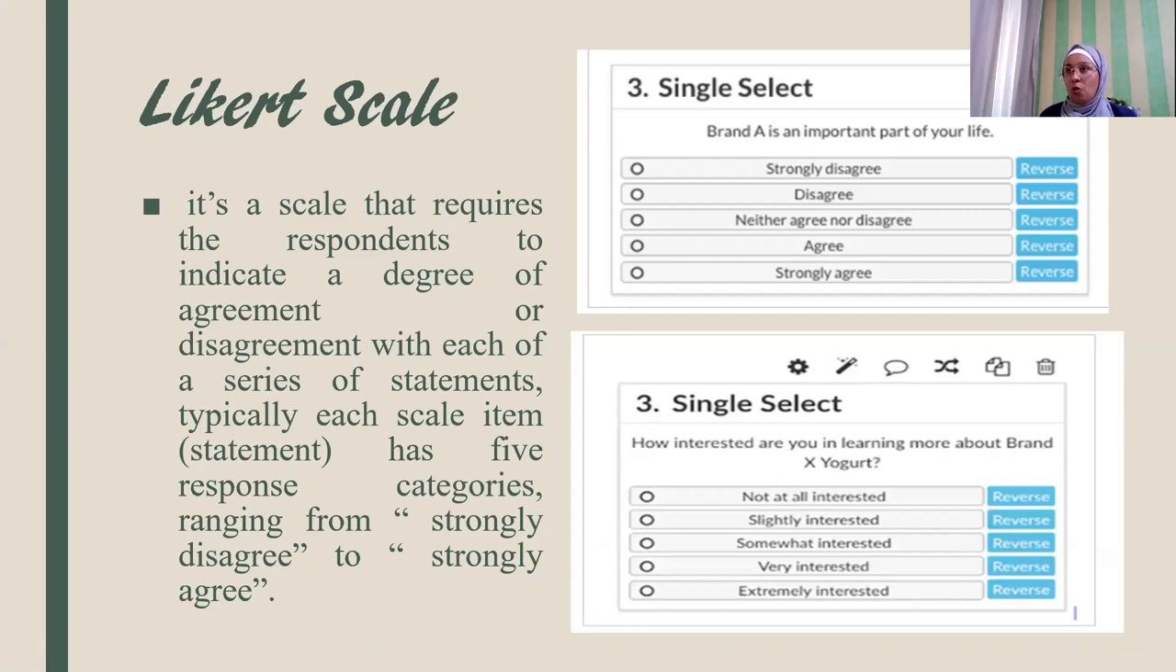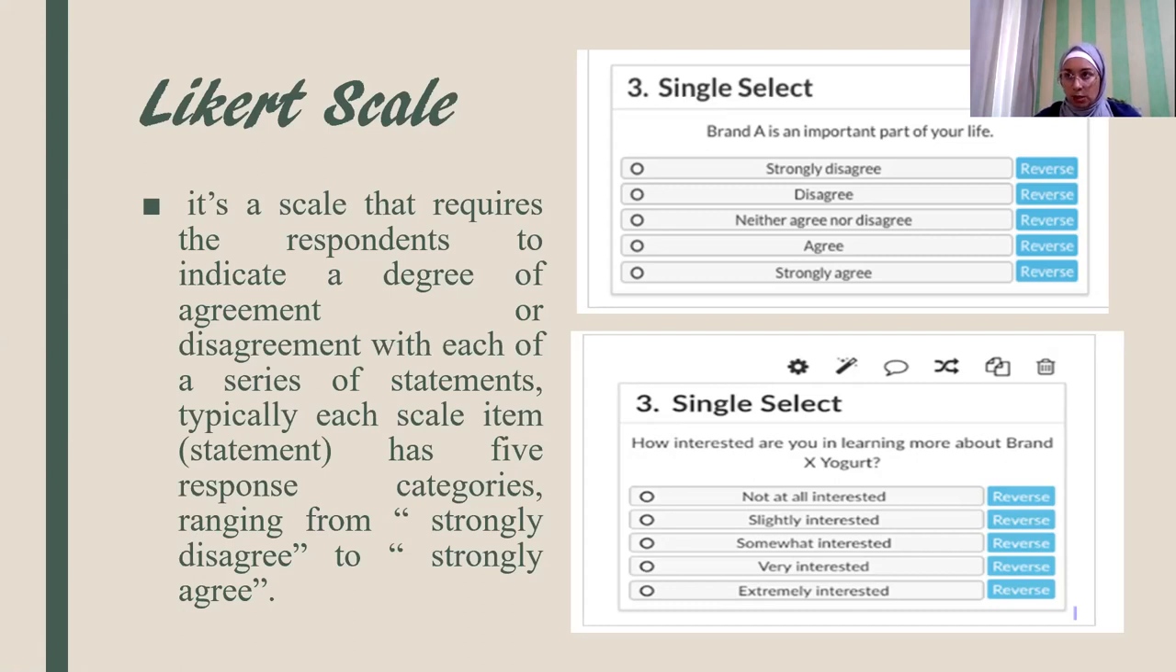Whether you like it or you hate it. It's a scale that requires the respondent to indicate a degree of agreement or disagreement with each of a series of statements. Typically, each scale has a statement. So this scale consists of different statements, and then I'm going to ask you: strongly disagree, disagree, neutral, agree, or strongly agree. So I'm using the Likert scale. How can we make it?